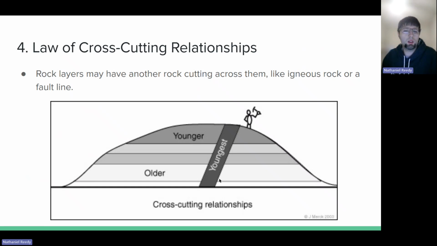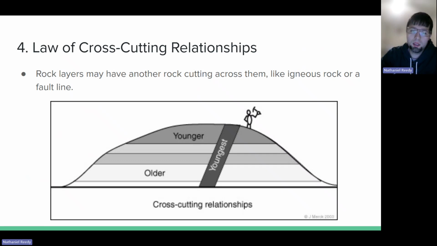Then the law of cross-cutting relationships. This one's a little bit different because usually we say that the oldest layer is on bottom. But this is a special case where we have something like a volcanic eruption or magma chamber taking place. This says that rock layers may have another rock cutting across them, like igneous rock or a fault line. So yeah, this also works for fault lines.